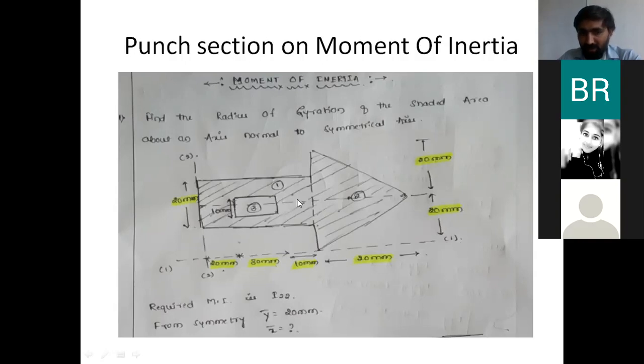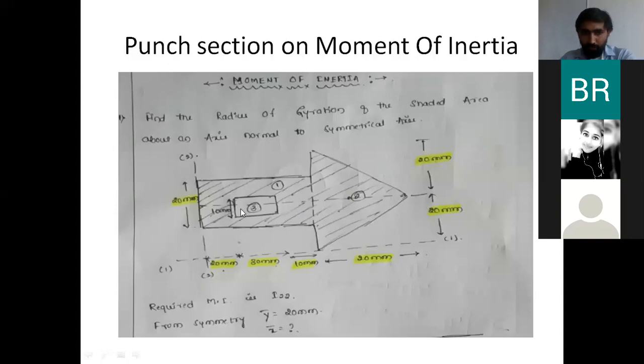This is the symmetrical axis here. The distance between the symmetrical axis and the reference axis will act as your CG value. So what is that distance? That distance will be 20 millimeter. So directly you can get the CG value with reference to the horizontal axis. Whatever value you get will be your vertical centroidal distance, so y bar will be 20 millimeter. This yellow highlighted portion is the 20 millimeter value.